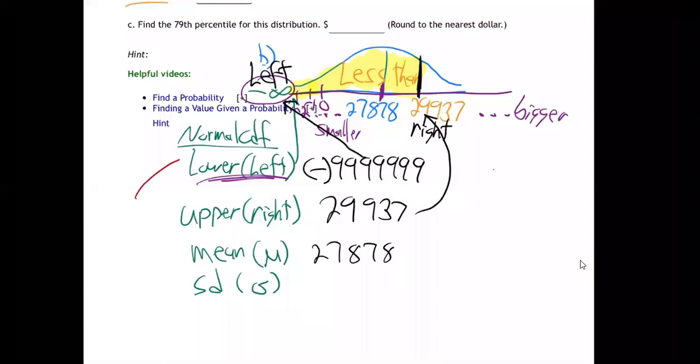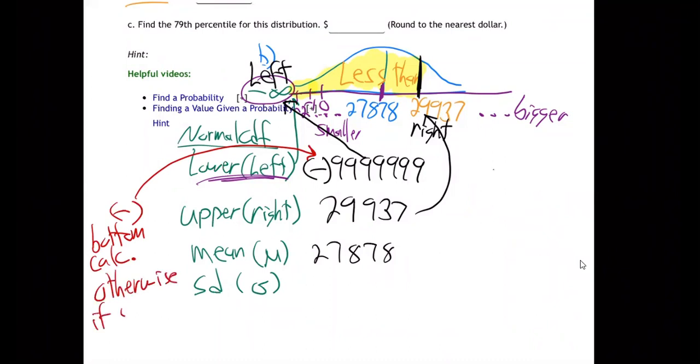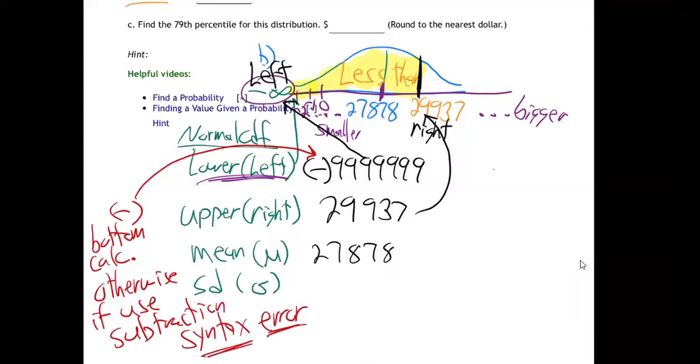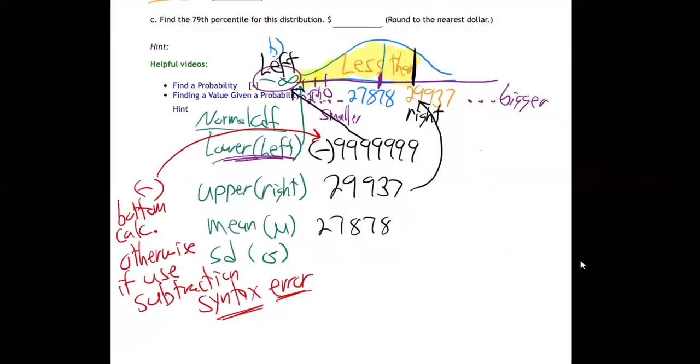Watch out with the minus sign right there. Use the negative that's at the bottom of the calculator. Otherwise, if you use the subtraction button, you'll get a syntax error. Pretty much just know this: whenever your calculator tells you syntax error, it means you're using the wrong kind of negative. I wish the calculator wasn't so picky about it, but it really is.